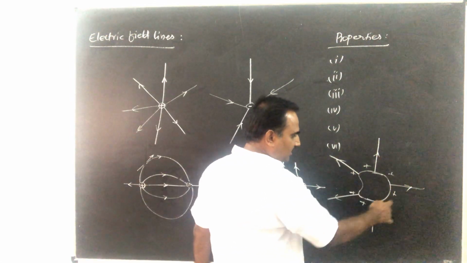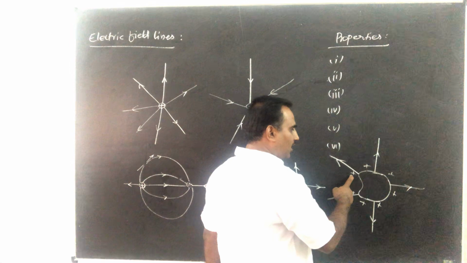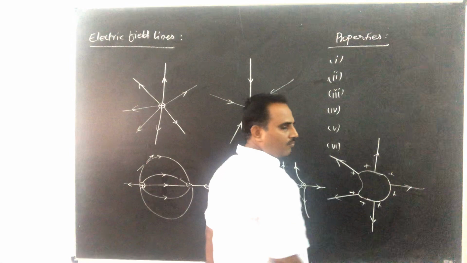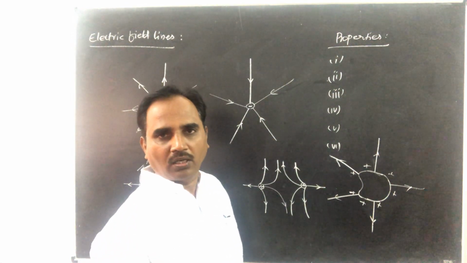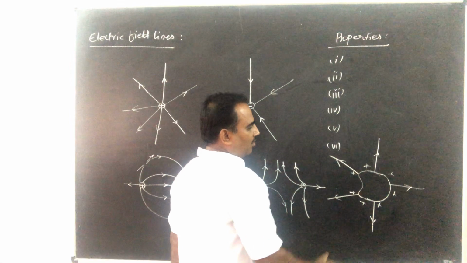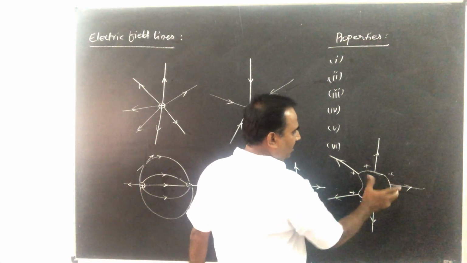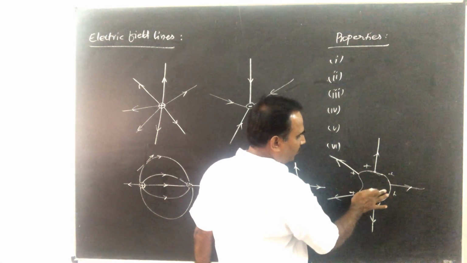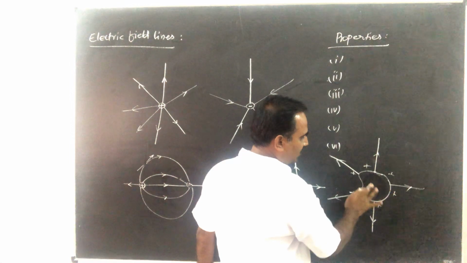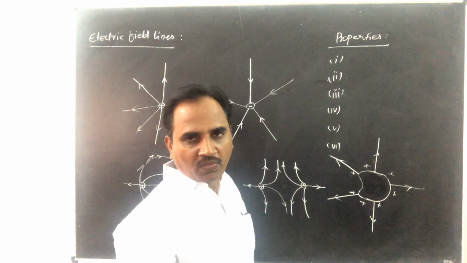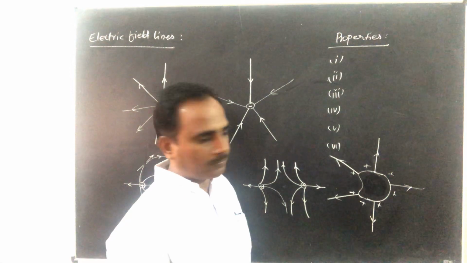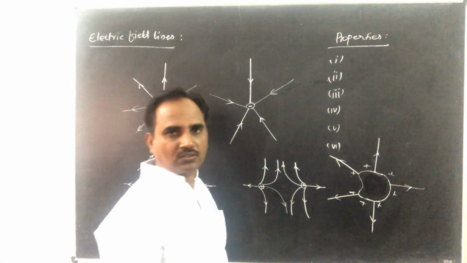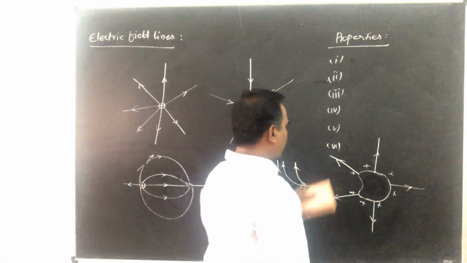Had this been a negatively charged body, then also these field lines are normal to the surface, but the difference is the arrow mark will be directed towards the negatively charged body. So like that, for a charged conductor, electric field lines start or stop on the conductor. There will be no field lines inside, because you will come to know that there is no electric field inside a charged conductor. And these field lines will always be perpendicular to the surface of the charged conductor. So this is another property.